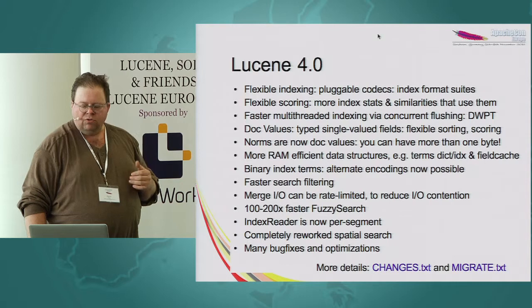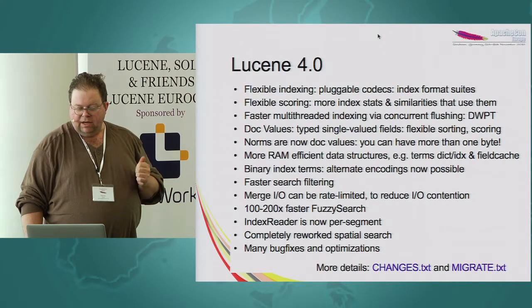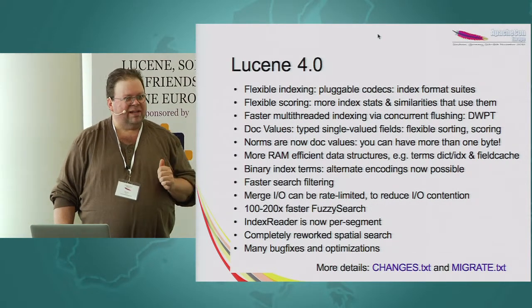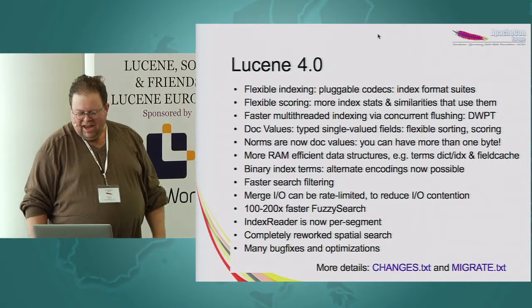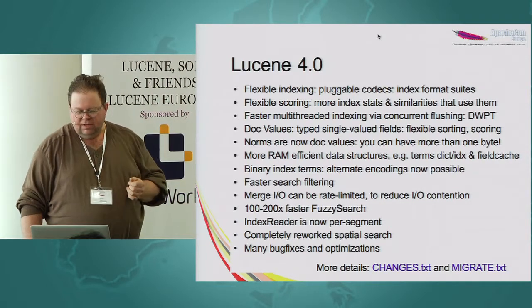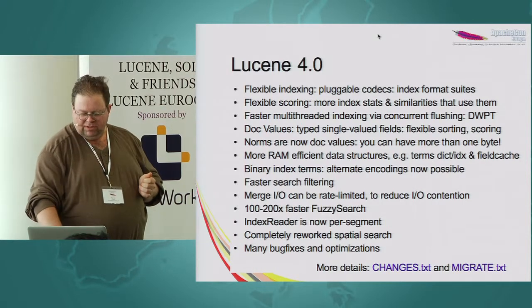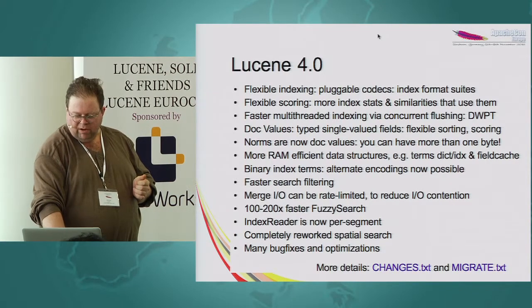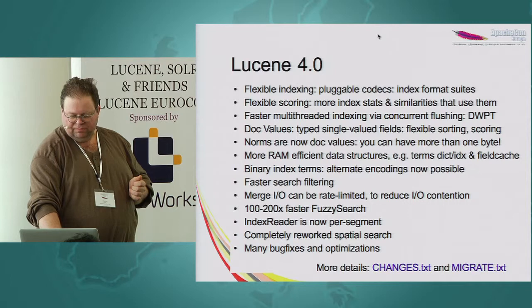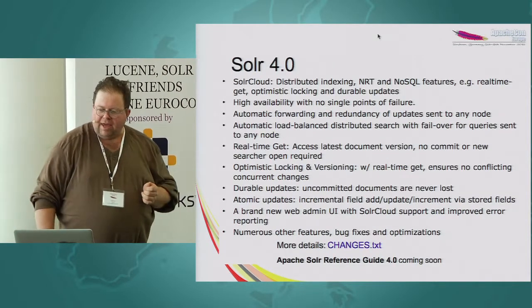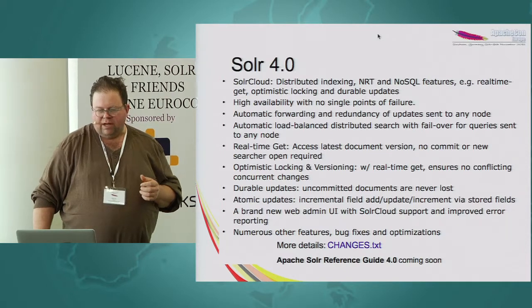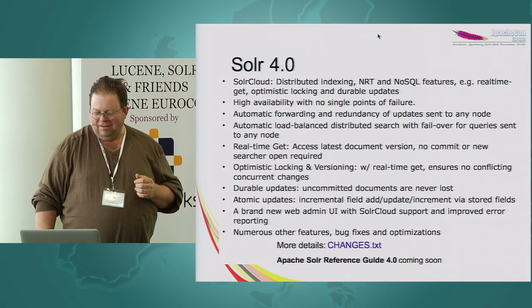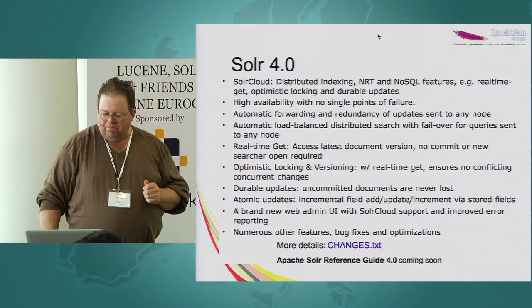Fuzzy search is now 100 to 200 times faster. Index reader is now per segment, and Uwe Schindler, he's here I think, is going to be giving a talk about that next. Spatial search has been completely reworked, and of course many bug fixes and optimizations. And there are links down there if you take a look at the slides later for changes in migrate.txt files that contain lots more details. Again, this is a lossily compressed version of the release notes, so I apologize if the lossiness is too much.